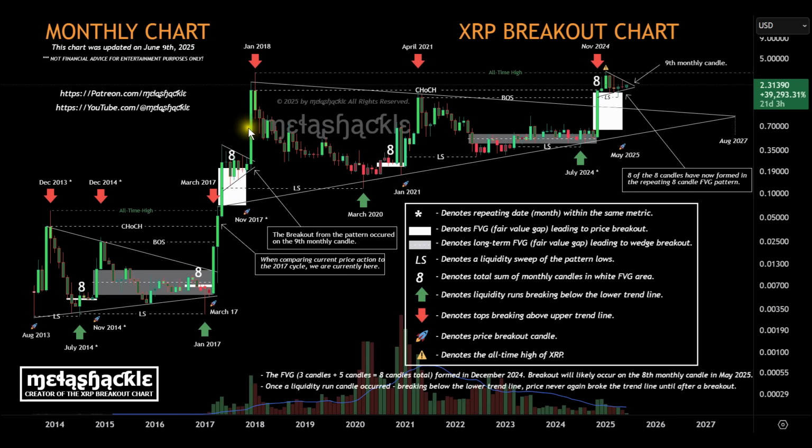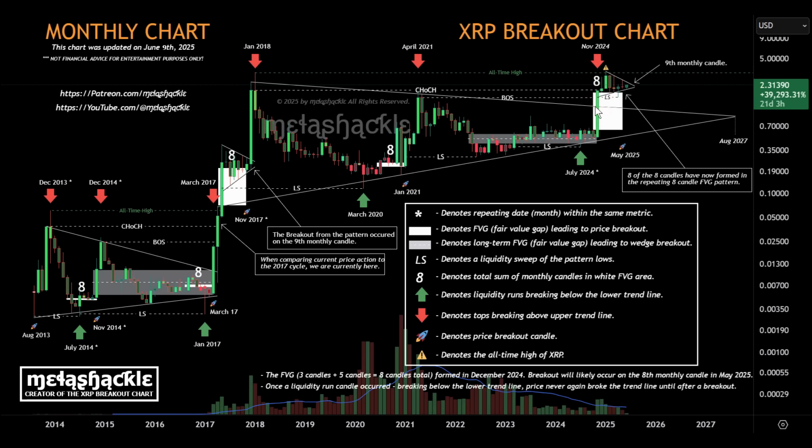Now the cycle that we're seeing right here resembles the cycle that we are currently seeing, and it is unfolding nearly identical with a few exceptions. First candle here, second, third, forming the fair value gap, followed by 1, 2, 3, 4, 5 candles for the 8 candle pattern. We are now on the 9th monthly candle, as you can see right here. Going back on this pattern, it was the 9th monthly candle that broke out. Now, having made this prediction 6 months ago, last December, after the 3rd candle had formed, which gave us this fair value gap right here, I then knew that this pattern was likely to repeat.